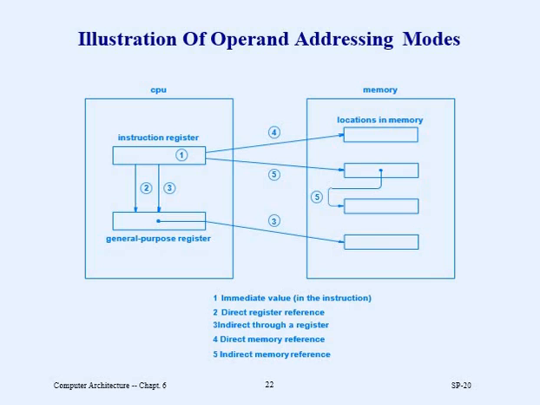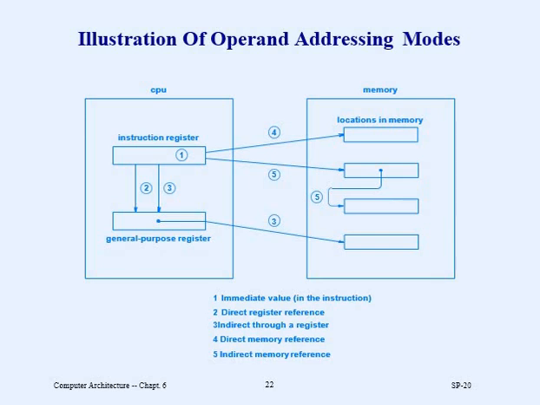So here two parts of the computer are shown. One is CPU and the other one is memory. In the CPU we have the instruction register and the general purpose registers, as well as the floating point registers, which are not shown over here. In the instruction register we readily specify an immediate value, that is a constant value, and it is the fastest operand addressing mode, where we immediately specify the value in the instruction.